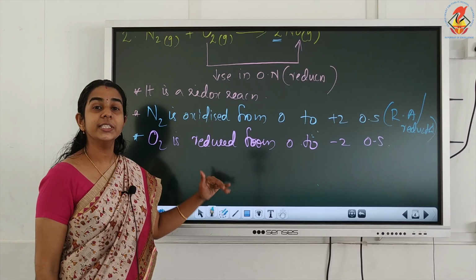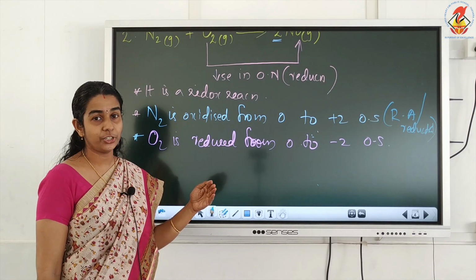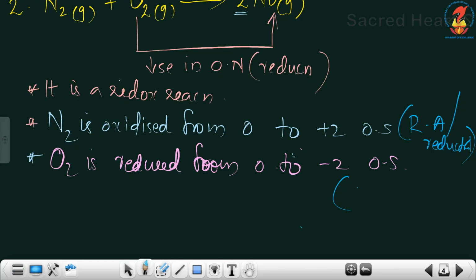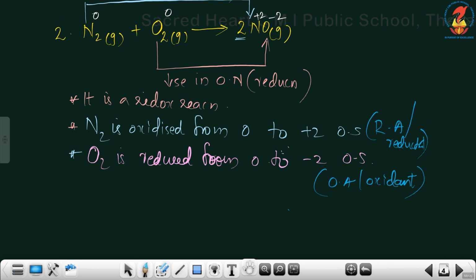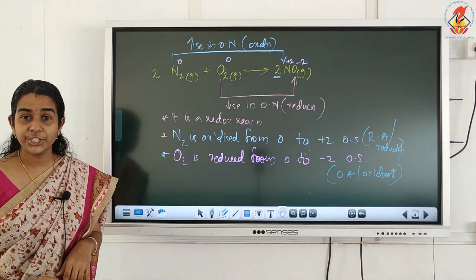Similarly, O2 is reduced. O2 is reduced means O2 is undergoing reduction. That means it is acting as the oxidizing agent or oxidant. So this is how this reaction becomes a redox reaction based on oxidation number.